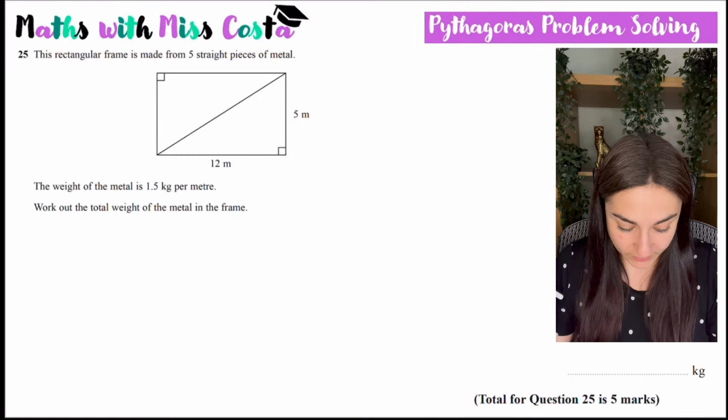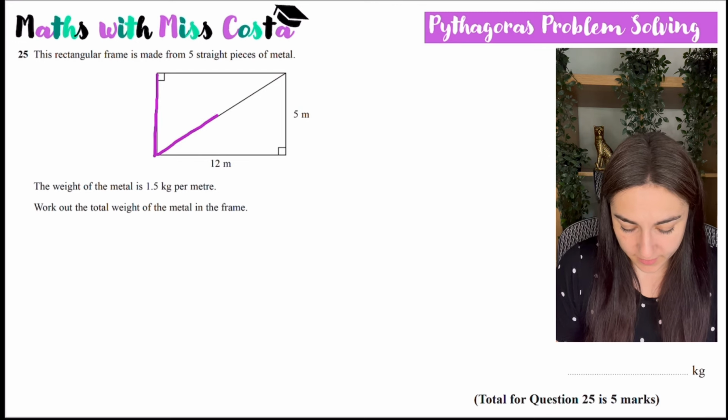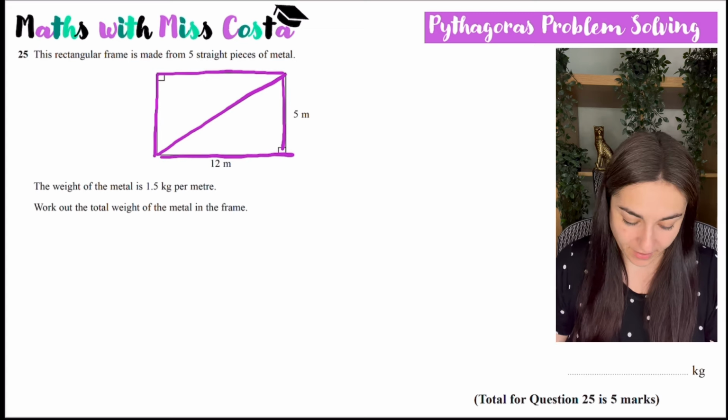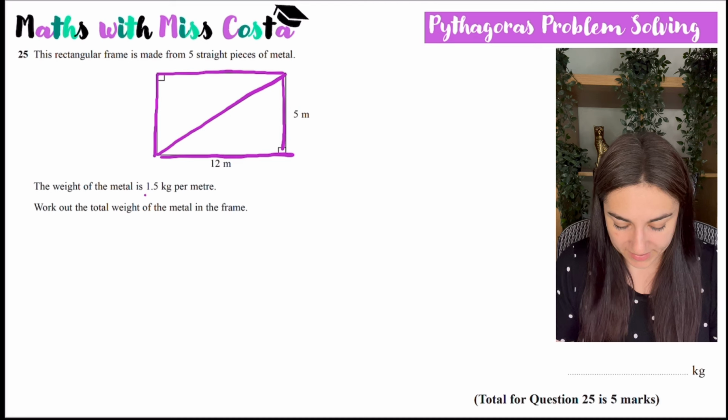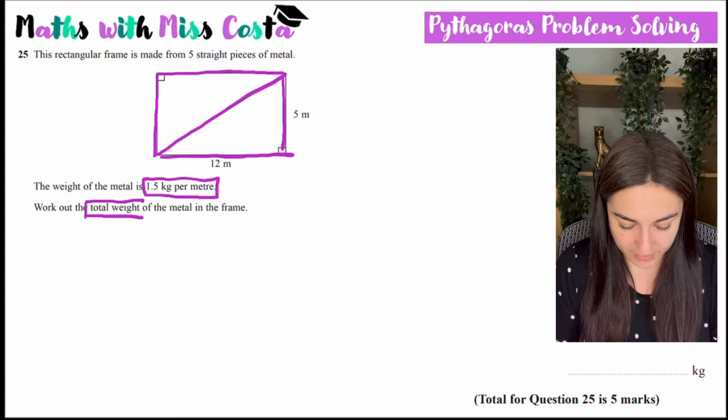Okay, so here in this question, I'm told that the rectangular frame is made from 5 straight pieces of metal. So 1, 2, 3, 4, 5 pieces. All of these pieces make up the frame. And the weight of the metal is 1.5 kilograms per meter. Work out the total weight of the metal in the frame.